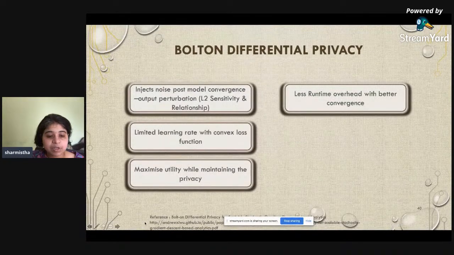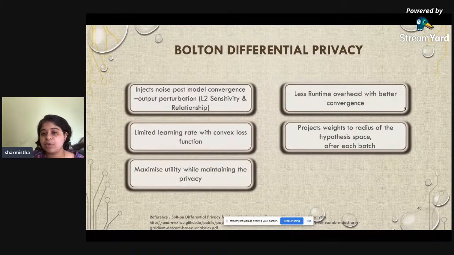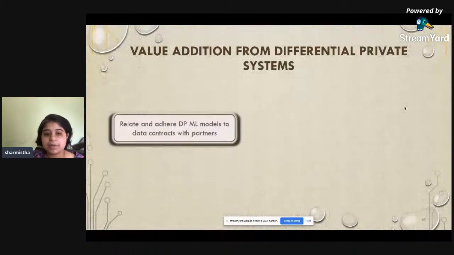I've put the research papers. If you want to go deep into differential privacy, Bolt-on differential privacy, you can read about how it is doing. There's less runtime, better convergence. And how does it work internally? It projects the weights to the radius of the hypothesis space after each batch. And it is very easy to integrate for ensemble model prediction.